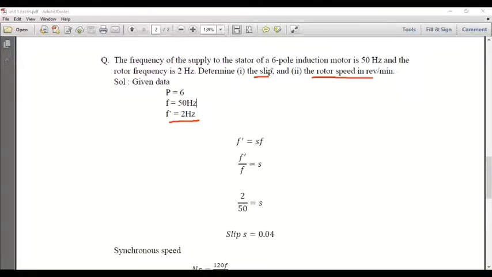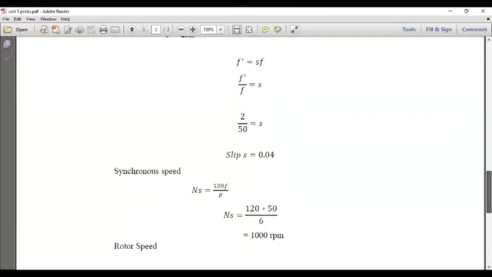So if the rotor current frequency and operating frequency are known, we can easily find out the slip as f dash is equal to sf. So s is equal to 0.04 from this data. Clear? So the second question is the rotor speed in revolutions per minute.